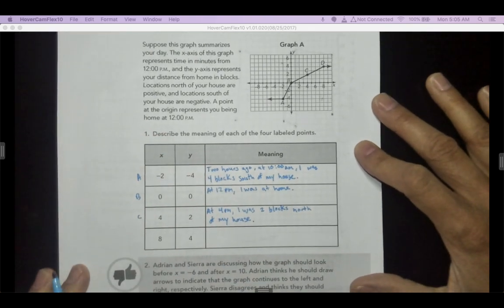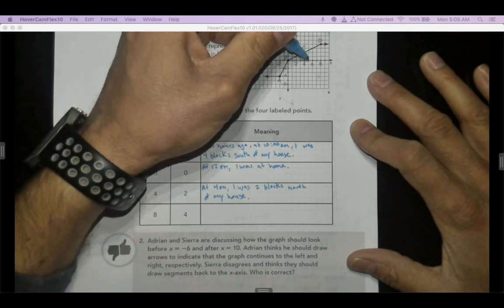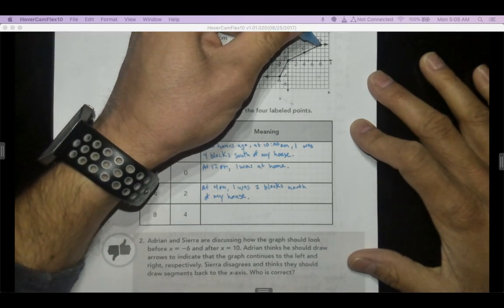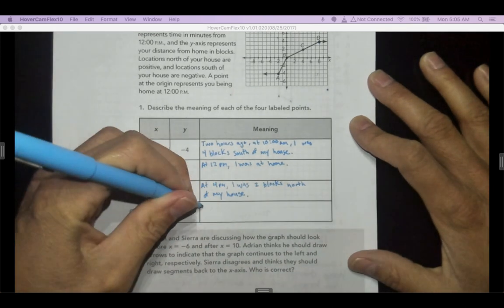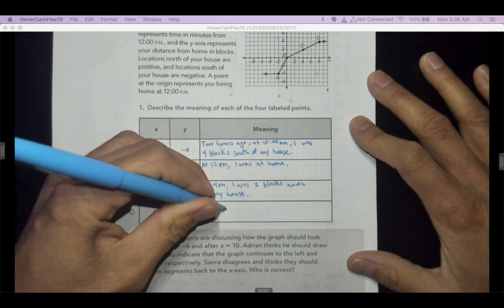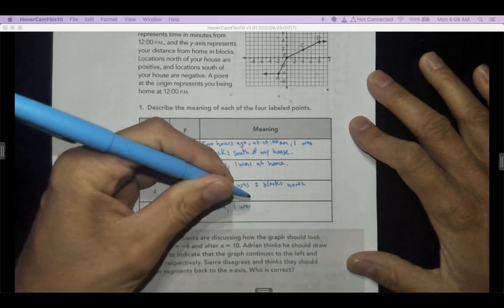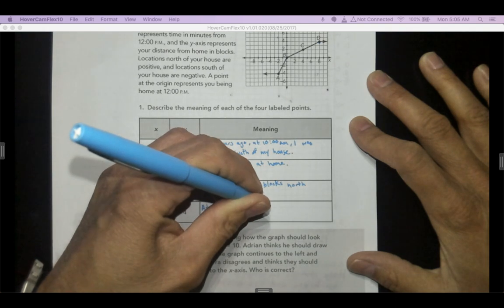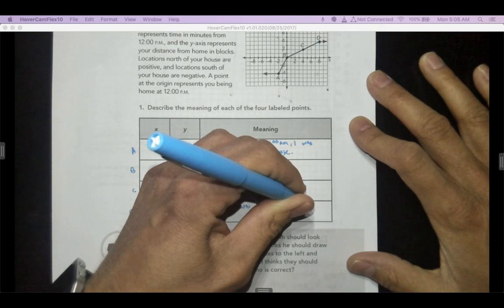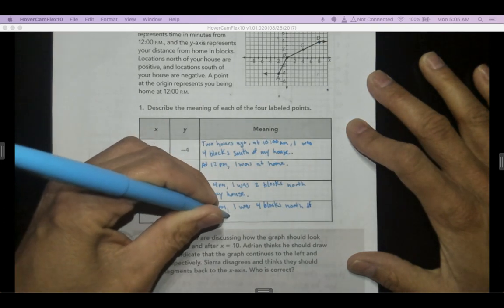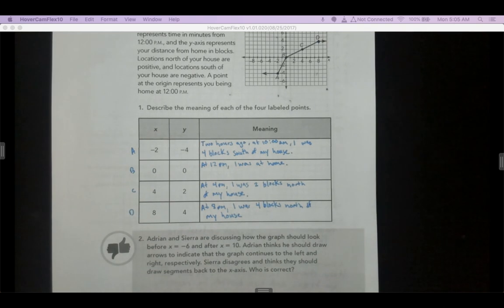And the last point on here is 8, 4. Over 8, go up 4. So that's point D. And so that's saying at 8 p.m., I was 4 blocks north of my house. Okay. So the coordinate plane here is showing time versus how far north or south of my house I am.